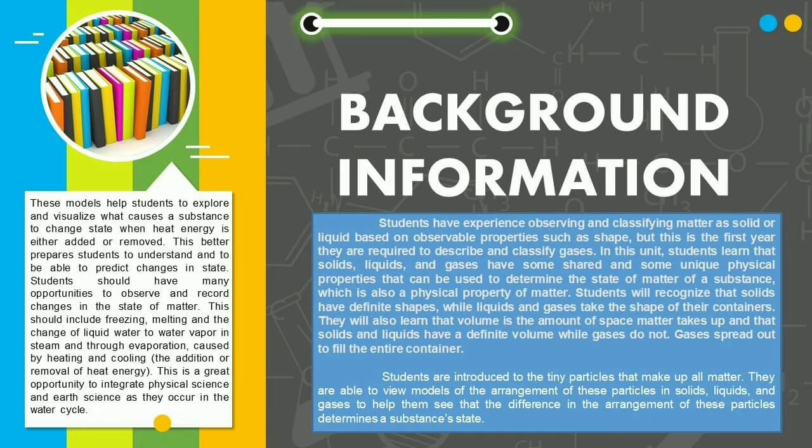So students should have many opportunities to observe and record changes in the state of matter. This should include freezing, melting, and the change of liquid water to water vapor in steam, and through evaporation caused by heating and cooling, the addition or removal of heat energy. So this is a great opportunity to integrate physical science and earth science as they occur in the water cycle.